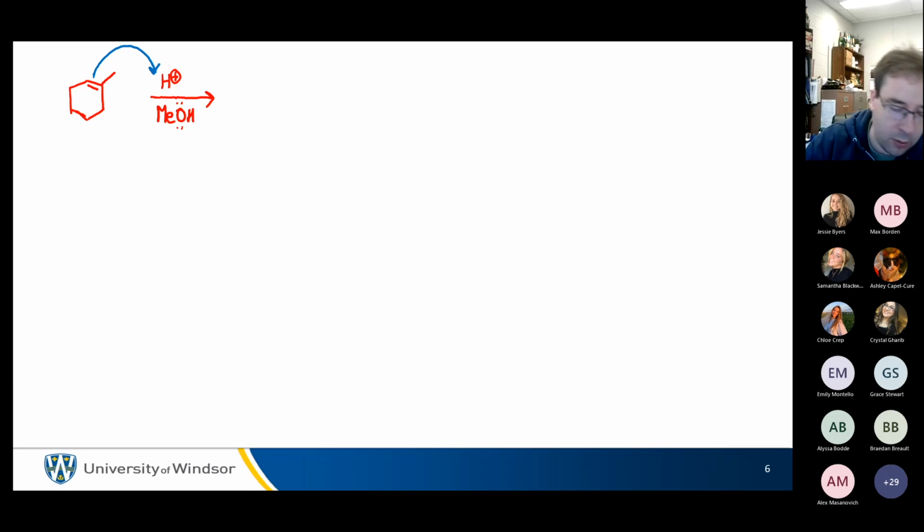That's perfectly valid too. I'm not going to do that again, unless somebody specifically asks me to analyze resonance structures. I'm drawing the arrow from the middle of that double bond, so I'm indicating it's the electrons in the double bond that are doing the attack, and they're going to the H plus.